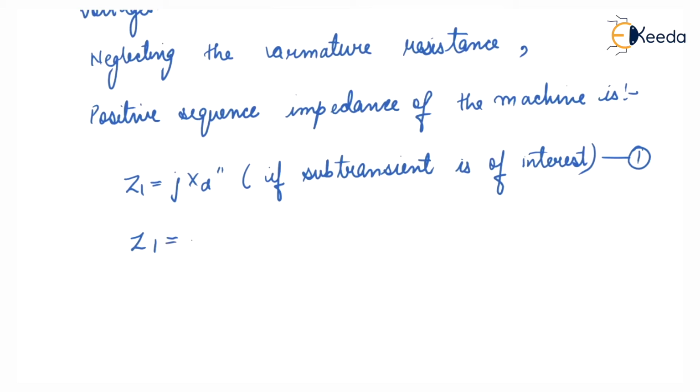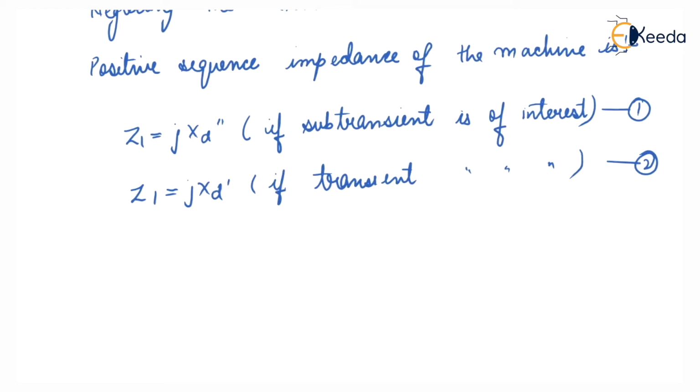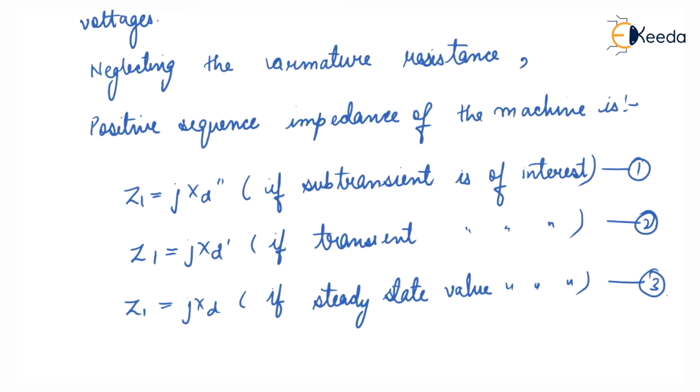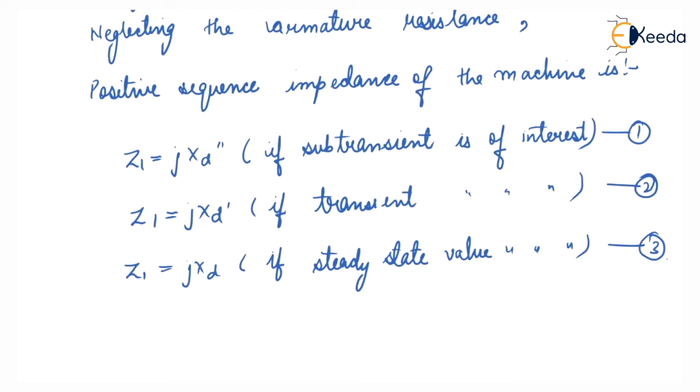Z1 equals jXd dash if transient is of interest. Equation number 2. And Z1 equals jXd if the steady state value is of interest. This is equation number 3. So positive sequence generator impedance is the value found when positive sequence current flows due to the imposed positive sequence set of voltages, and the positive sequence impedance of the machine is given for subtransient, transient and steady state value.